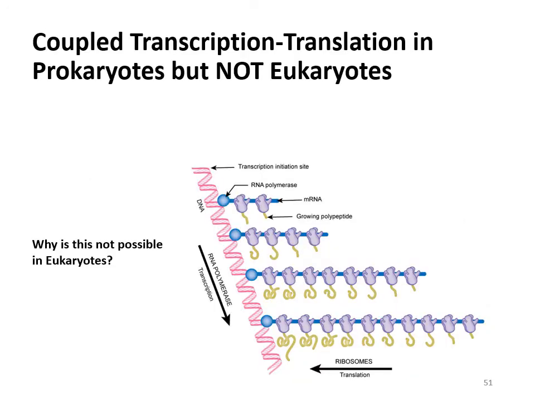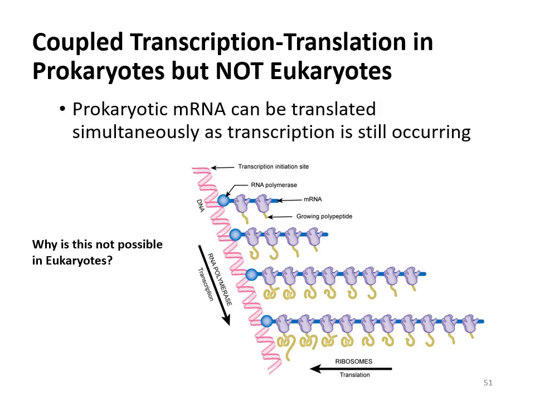The last point that I want to make is the idea of coupled transcription translation. So that's a big difference between eukaryotes and prokaryotes. Prokaryotes can start translating their mRNA right while it's still being transcribed. So this figure that you see here, this is prokaryotes. They'll have their DNA, and then you see the RNA getting made from that DNA. And while the RNA is still getting made, the ribosomes jump onto it and start making protein.